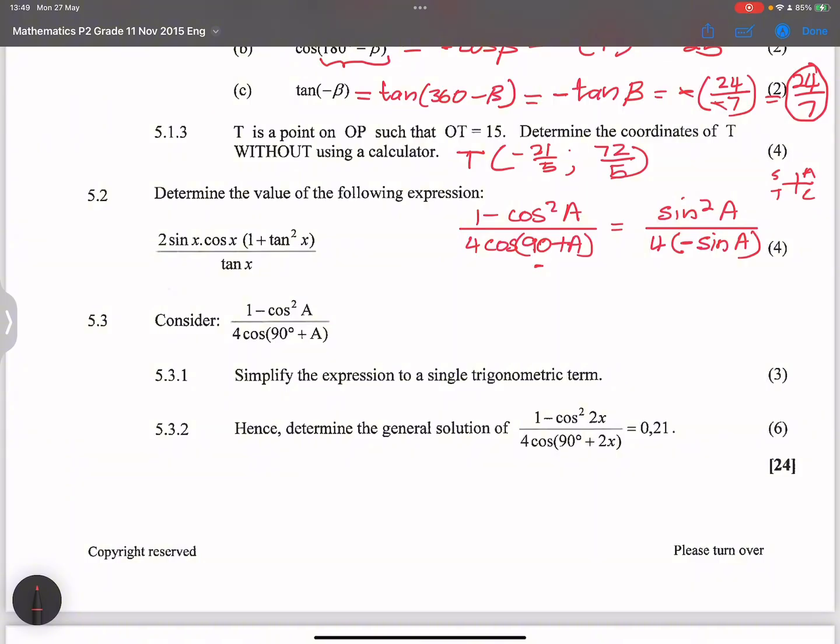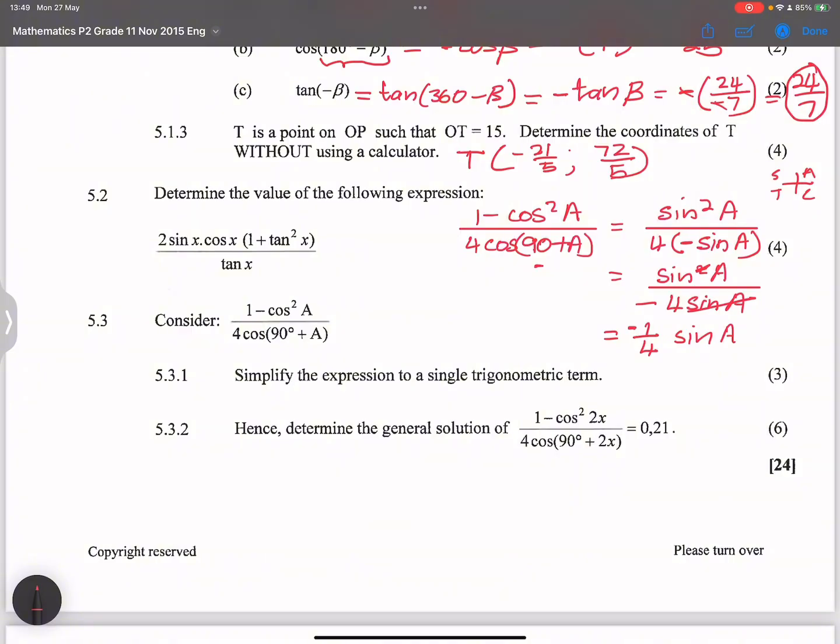Right. So ladies and gents, all it simply becomes is sine of A, or rather sine squared of A, divided by negative 4 sine of A. The sine A cancels out one of the sine A's, so we are left with negative sine A over 4, or you can say this is negative 1 over 4 times sine A. Negative 1 over 4 sine of A. And that's the simplest that you can have that expression in.